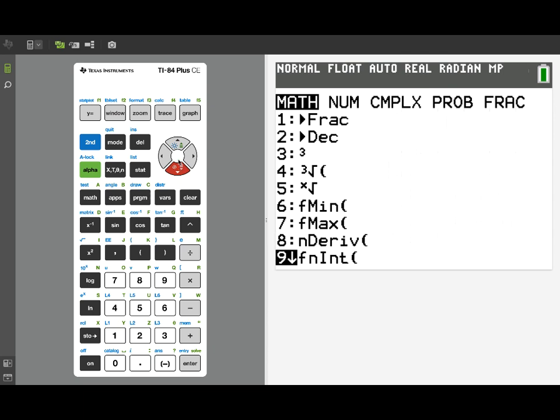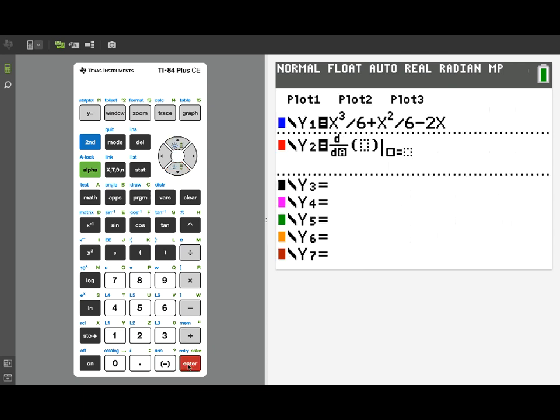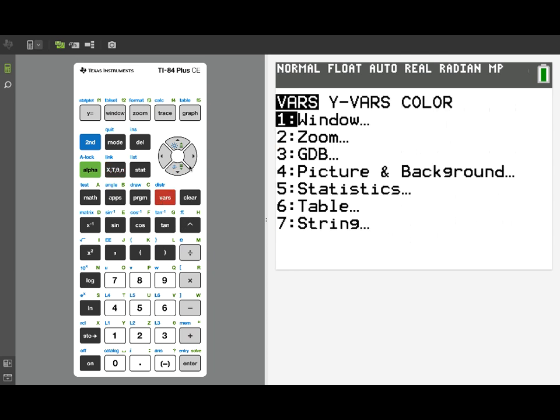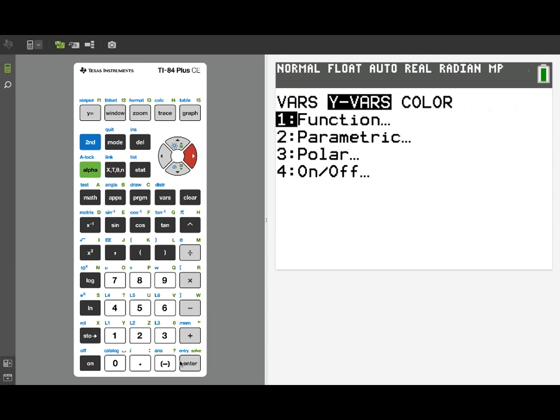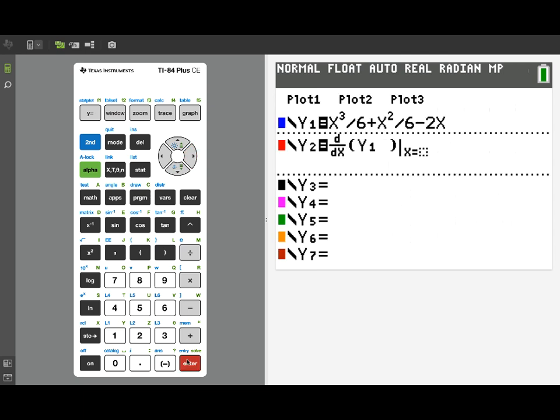Go to the math menu and find the nderiv function. It brings up a nice little template. We'll indicate that we're taking the derivative with respect to x. And we're going to take the derivative of y1. So I go to the y variables menu to retrieve the function y1.